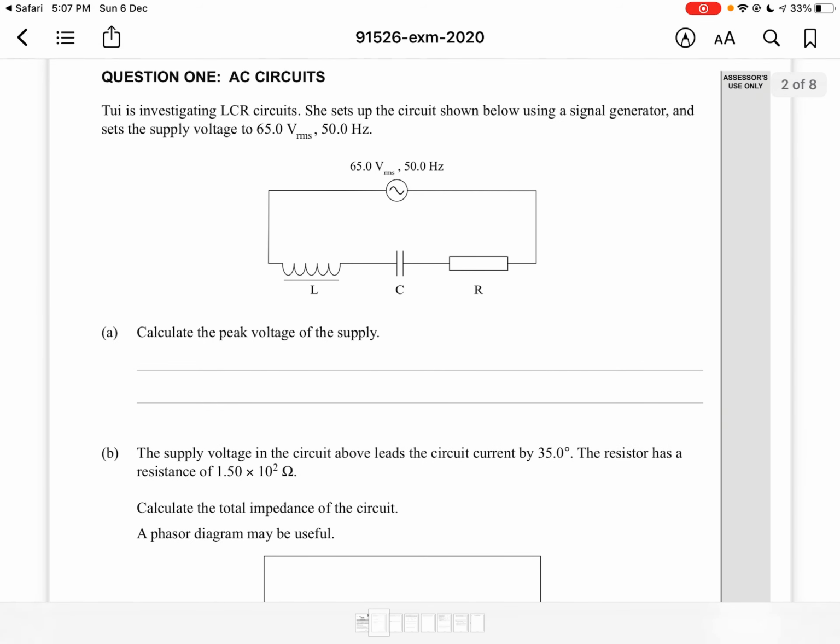So question 1, AC circuits. Tui is investigating LCR circuits. She sets up the circuit shown below using a signal generator and sets the supply voltage to 65 volts RMS, frequency 50 Hz. Calculate the peak voltage of the supply.